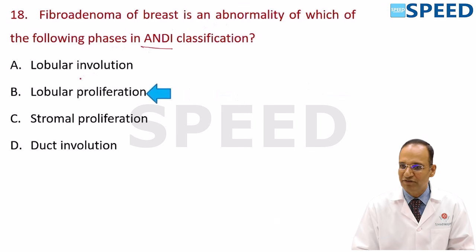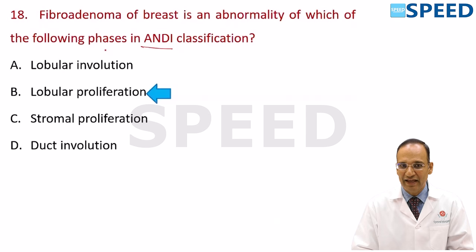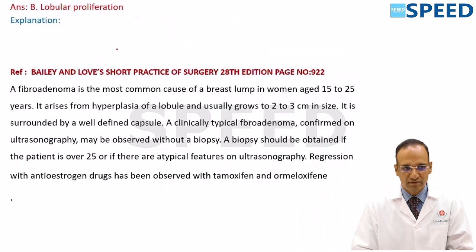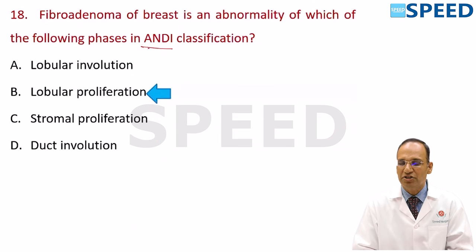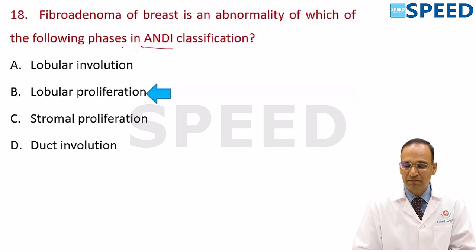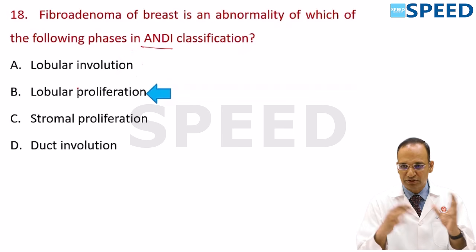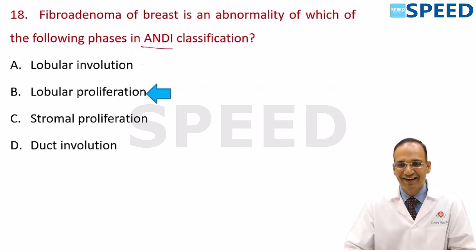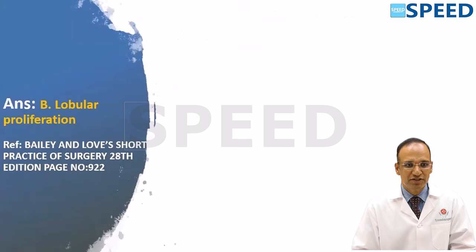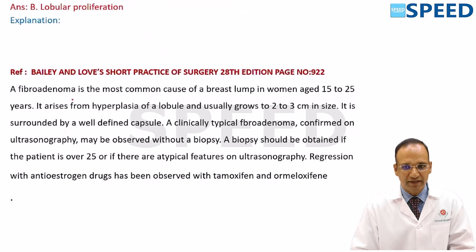It is the lobular proliferation. ANDI is abnormal. ANDI is aberration of normal development and involution. So this is a physiological process that happens in a patient, but it could be pathological if it is more symptomatic. Clear?